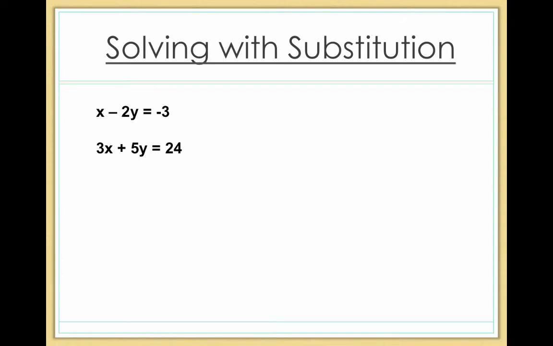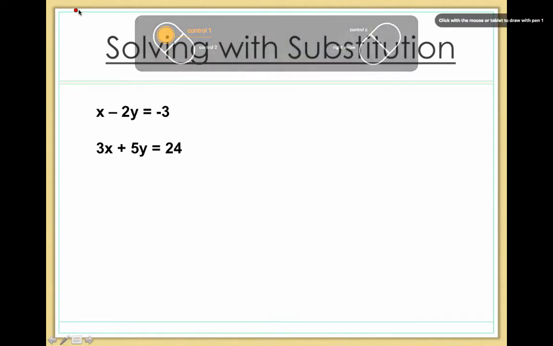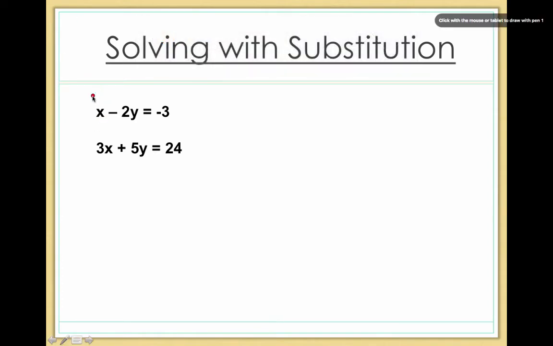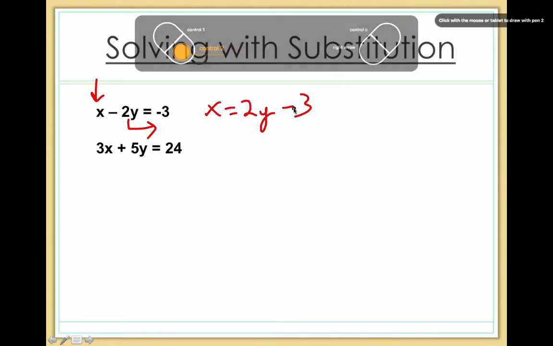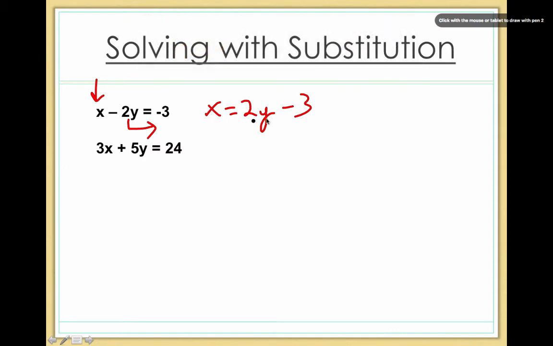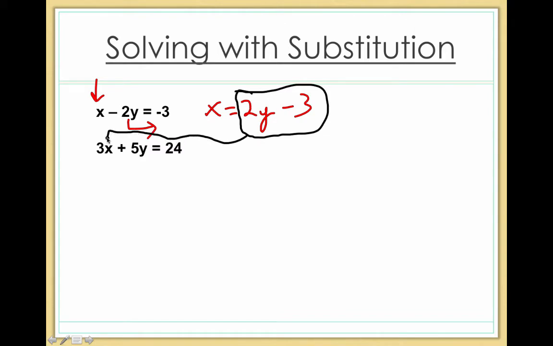Let's skip over to this problem right here. First thing we're going to do, we're going to solve these algebraically because it's not always going to be easy to graph. So when I'm looking to solve with substitution, I look for a variable that stands by itself. I'm going to add 2, move the 2 over, and I get x equals 2y minus 3. Now, the idea of substitution: since x is equal to this, that means they're the same value. I'm going to take this expression right here and replace the x with it.